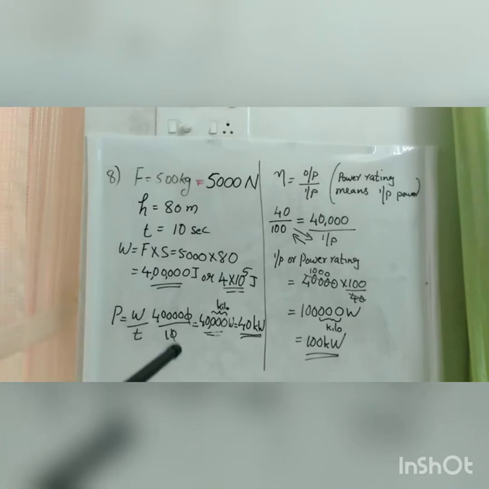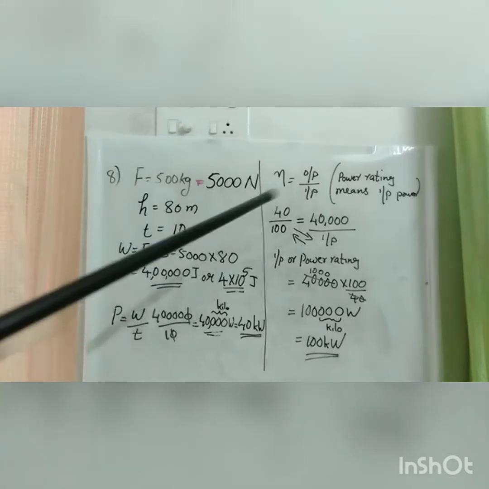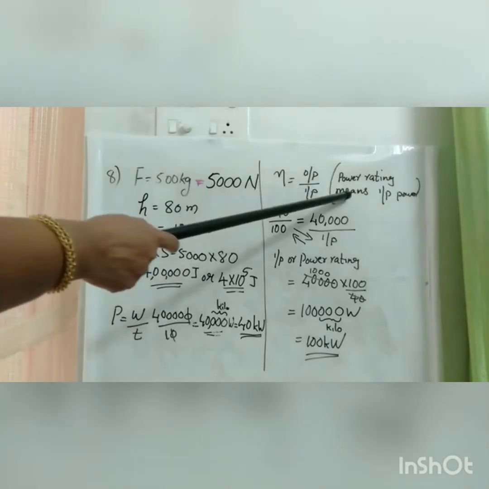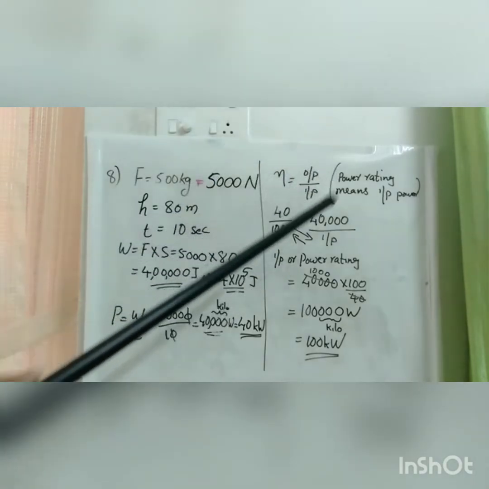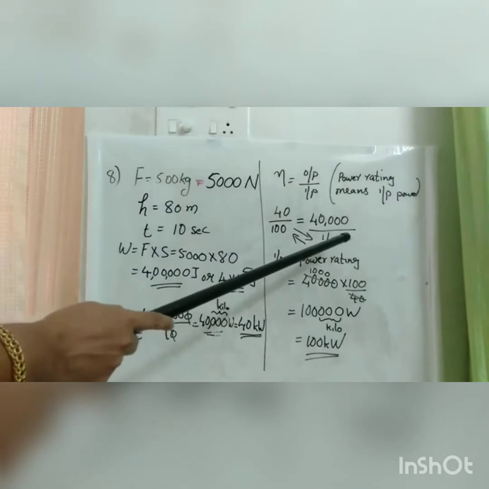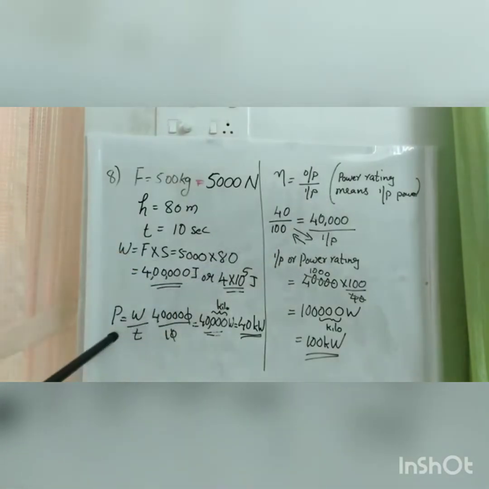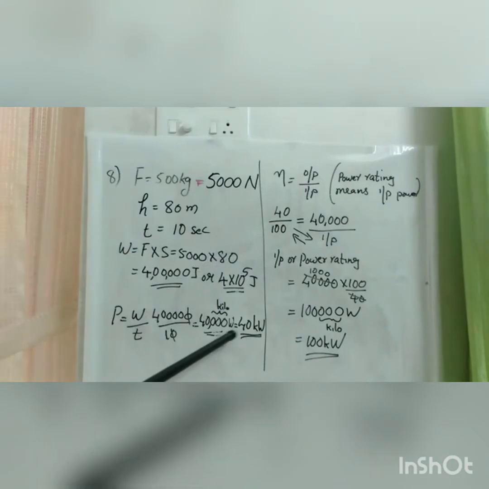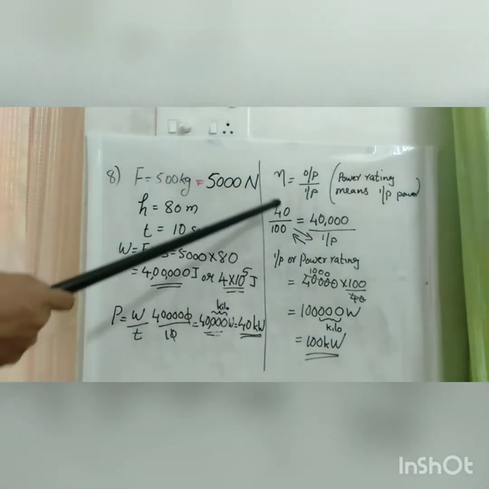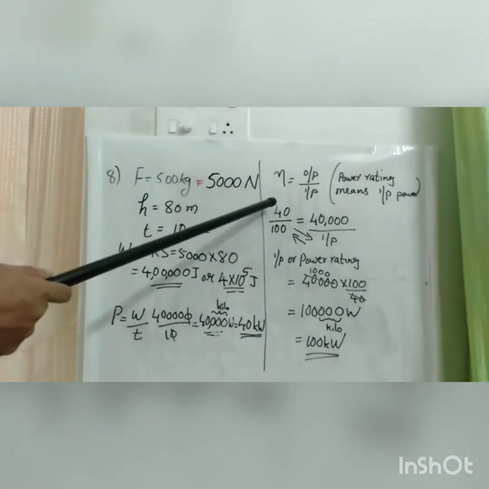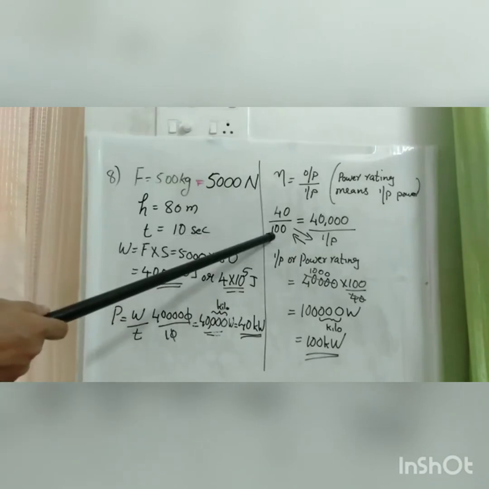So here you can see the question is, you are asked to find the power rating. So power rating, you should know that power rating means the input power. We are asked to find the input power. We already got the power output is 40,000 watt. So efficiency is 40%. 40% means 40 by 100.